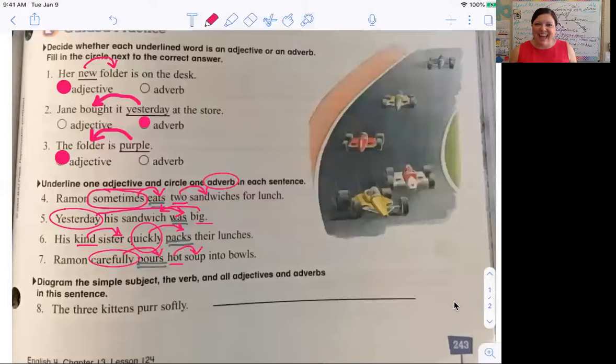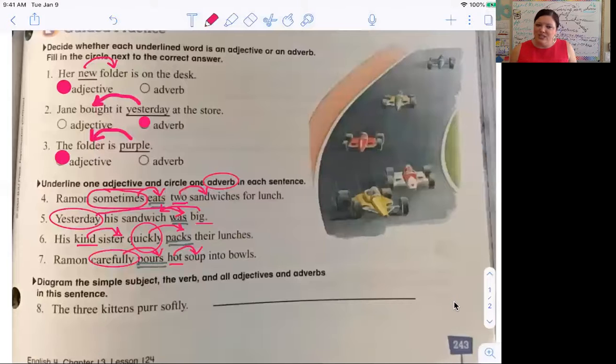Let's move on to our last item, the diagramming. Oh, one of my favorites. Okay, I hope you enjoy it too. So how we start with diagramming is we must identify what's in the sentence first, because if our identifying of the different words is incorrect, then our diagram is going to be incorrect. So let's focus on the sentence.